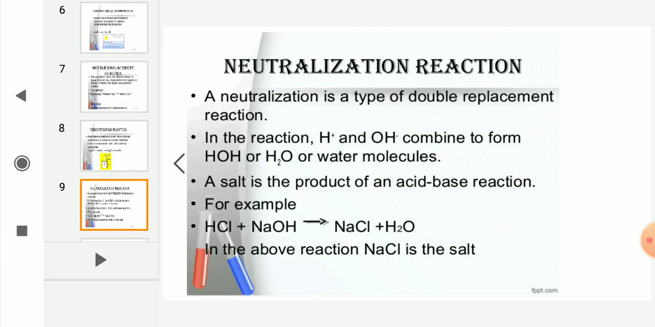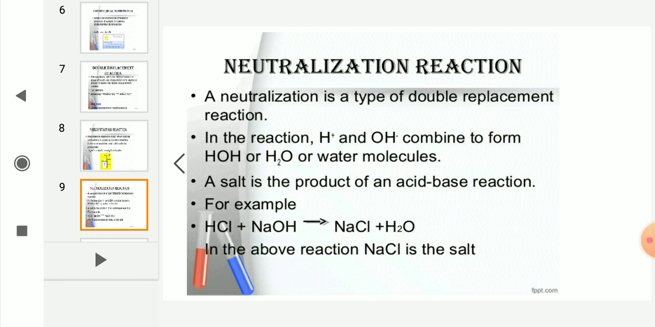Next we have the neutralization reaction. It's a type of double replacement reaction. In the reaction, H plus and OH minus combine to form water molecules, HOH or H2O. A salt is the product of an acid-base reaction. That means an acid and a base react to form salts.